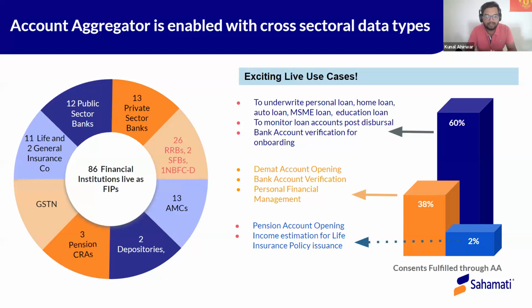Thanks. We have 11 general insurance companies and two life insurance companies also live with us, and most recently GSTN went live on the account aggregator framework. Some use cases that we have seen are in the credit underwriting and monitoring space, bank account verification, account opening for DMATs, personal finance management, pension account opening, and income estimation for life insurance and other insurance policies.